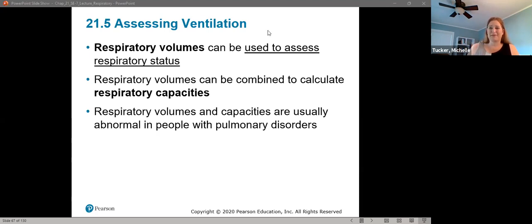Before we get to the law of partial pressures, we'll talk about assessing ventilation. This will be heavily redundant with lab, but getting it twice is better than not getting it at all. Respiratory volumes, and more specifically, respiratory capacities, which are when you add volumes together, can be used to assess respiratory status. Respiratory volumes and capacities can be indicative of a pulmonary disorder, whether it is obstructive or restrictive.